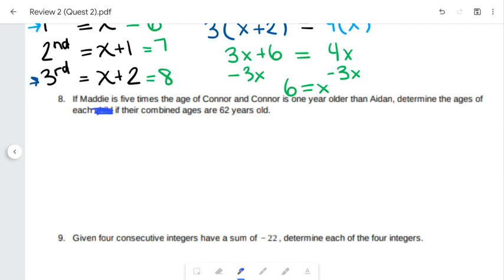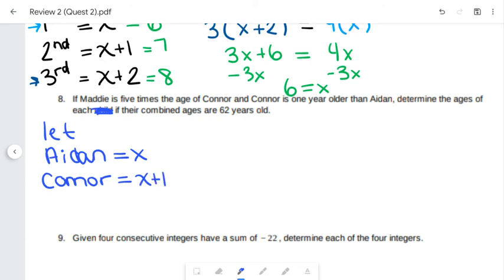So in this case, when we do our let statement, I'm going to say that Aiden should be equal to X. Okay, because even though Maddie's comparing to Connor, then Connor's comparing to Aiden. So we're going to use that. So Connor is going to be 1 year older than Aiden. So it's going to be X plus 1. And then Maddie, well, she is 5 times the age of Connor. So she's 5 times this X plus 1. So that could be looked at as 5X plus 5 when we distribute.